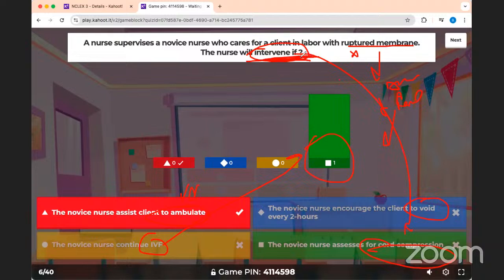Watch the answer choice and the question. If you read them wrong, you get them wrong. That is what your board does to you. I said intervene. If you check for cord compression, it's a good thing when somebody's membranes rupture. That's what you're supposed to do.